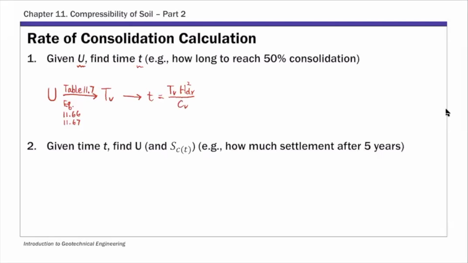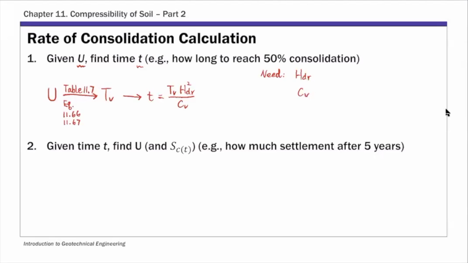In this calculation, you will need H_DR, remember, maximum drainage distance. And again, you have to be very careful about the one-way or two-way drainage cases. So you need to look at the boundary condition to see if it's a one-way or two-way drainage, and then figure out this H_DR value. And you also need C sub V, coefficient of consolidation, which comes from the 1D consolidation test. Okay. So that's the first type of problem.